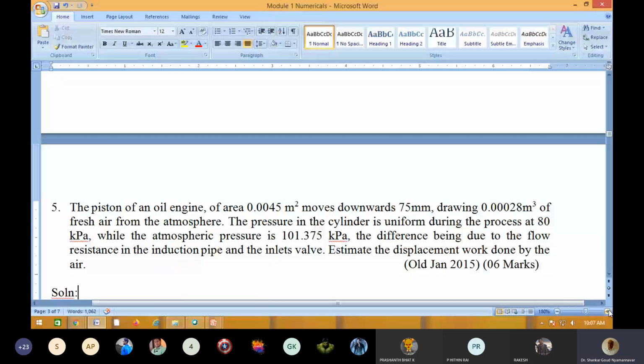So when this happens, outside pressure is 101.375 kilopascal, whereas inside pressure is uniform during the process. What is the meaning of this word? During the suction process, inside pressure is uniform during the process. What is the meaning of this sentence? Can anybody tell me? Pressure in the cylinder is uniform during the process. What does it mean?